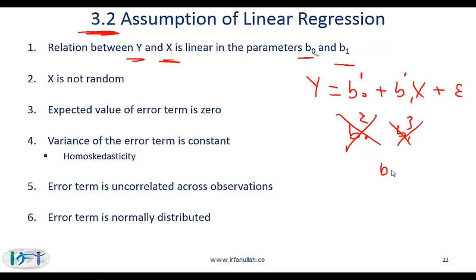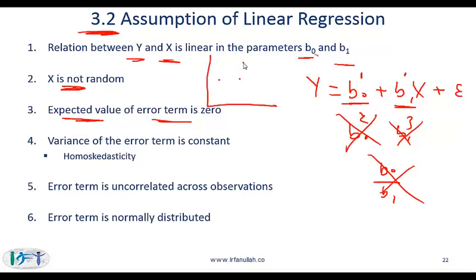You cannot also have things like b0 over b1. Not allowed either. So we just have the very simple form of b0 and b1. X is not random. The independent variable, you actually pick different values of the independent variable and then see what is the dependent variable. Expected value of the error term is 0. If you look at our previous scenario, so you have a given scatter plot and then you have the regression line. The error term might be positive at times, it might be negative at times, but the expected value needs to be 0. That's assumption 3.